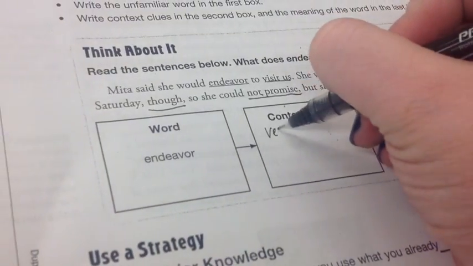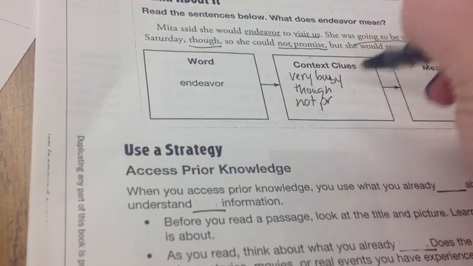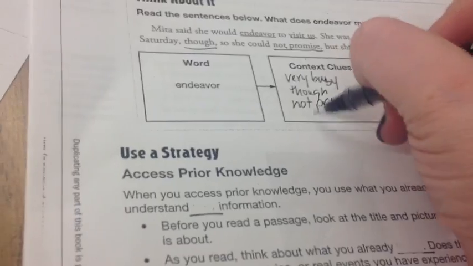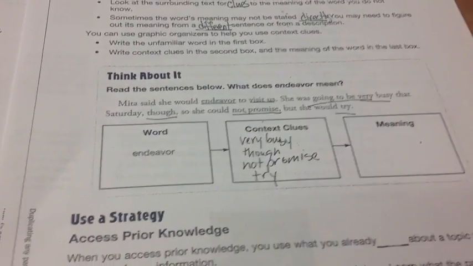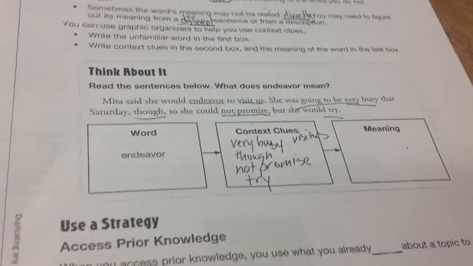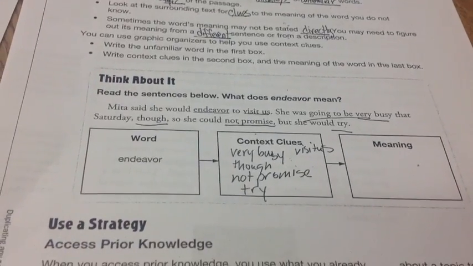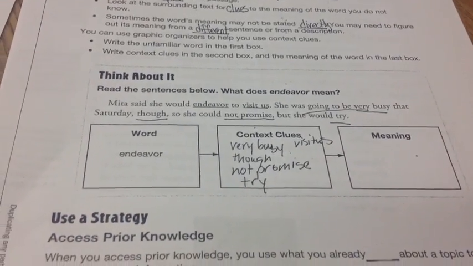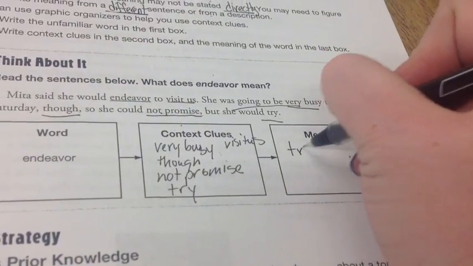So we have very busy, though, not promise, and try. Okay, so even though she was going to be busy, she couldn't promise us, she was going to try to visit us. Oh, we forgot to put visit us. I'm going to put that right here. So all of these context clues make me think that it's going to be hard for her, but she wants to come and try to visit us. So I think endeavor means that she's going to try really hard, even though it's hard. All right, so I'm going to say try hard.